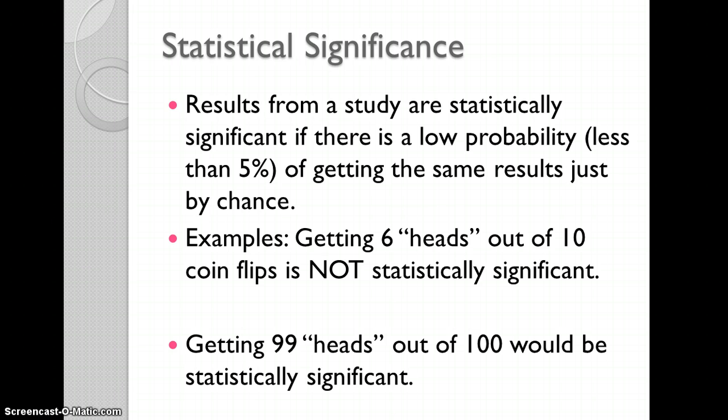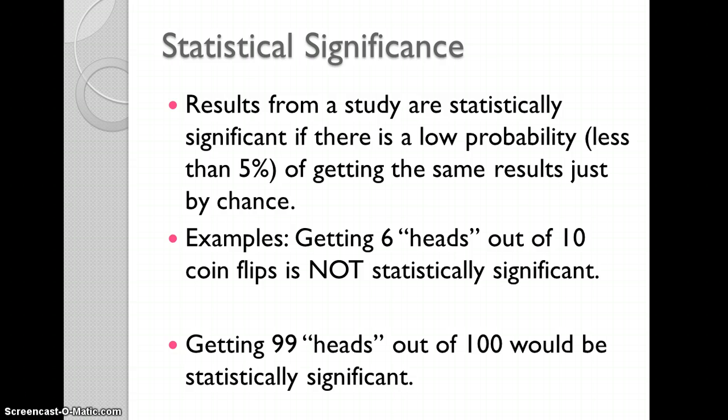So the definition of something being statistically significant is that the results from the study are statistically significant if there's a low probability of getting the same results just by chance. And by low probability, as a rough estimate, we normally mean less than 5%. So if the same results could just happen by chance, it wouldn't be statistically significant. But if it's really unlikely to happen, then we would say something's going on here, something's statistically significant.